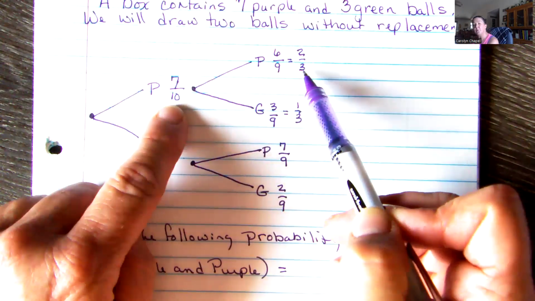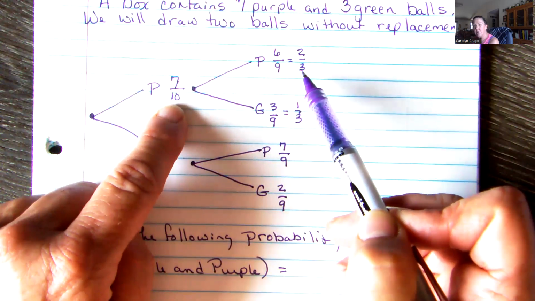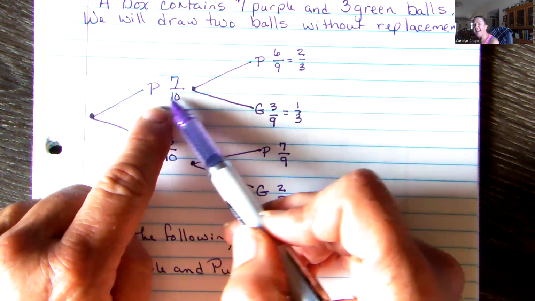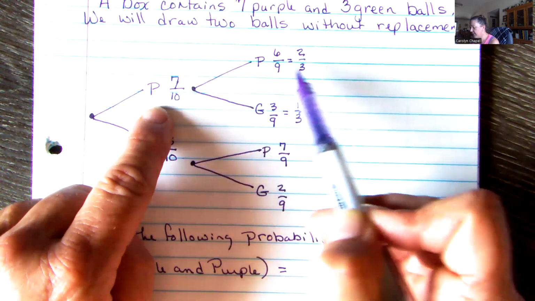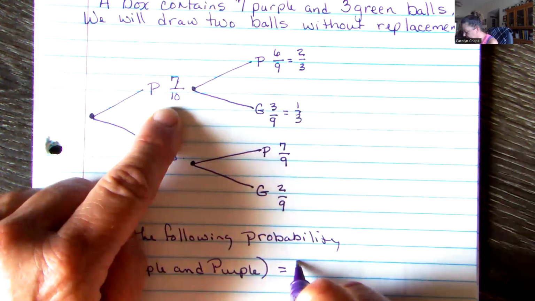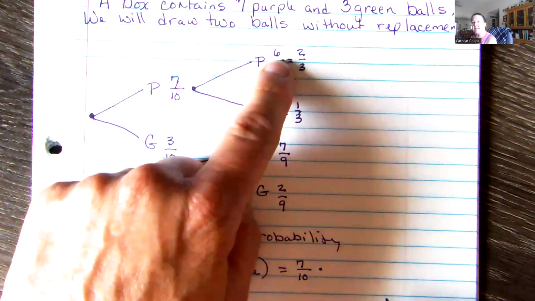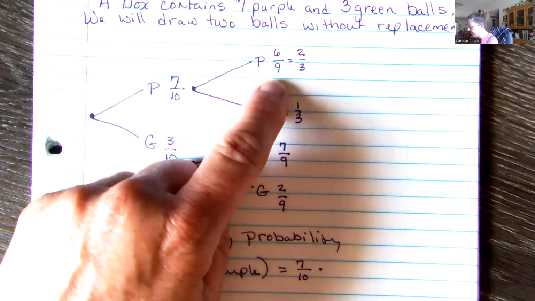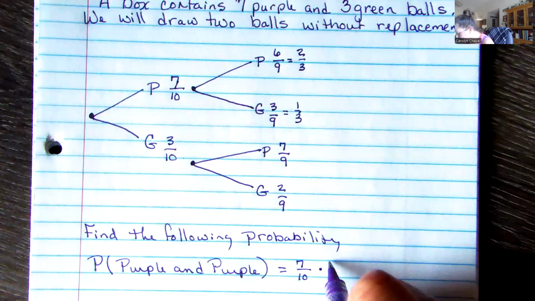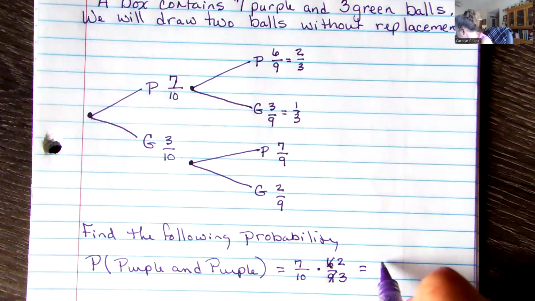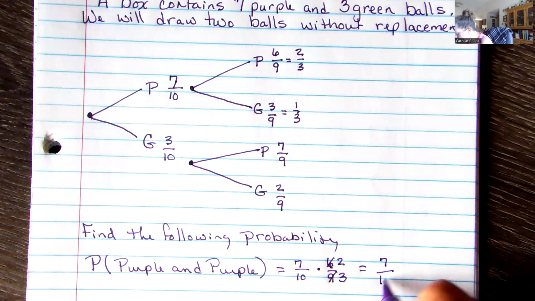Now, this goes to our general multiplication rule that to get purple on the first and a purple on the second, we calculate the probability of purple on the first and then multiply it by getting a purple on the second given the purple on the first. So times that 6 out of 9, or I should have written that as my 2/3, sorry. Which is going to give me that 7 out of 15.